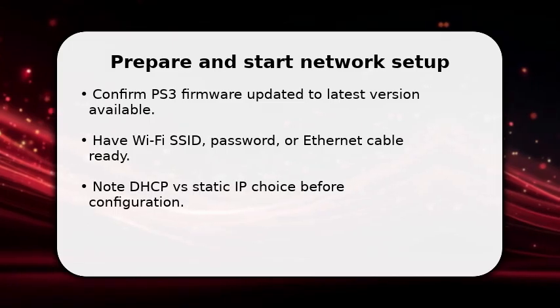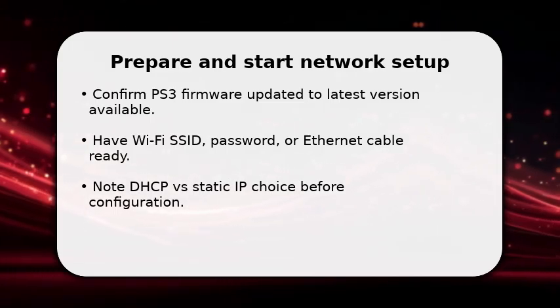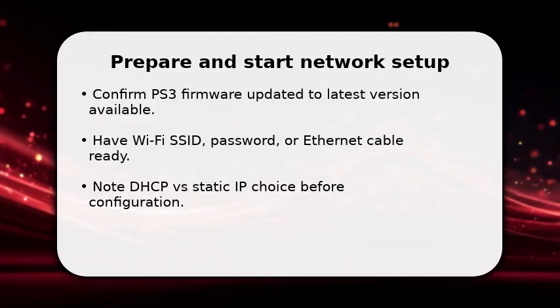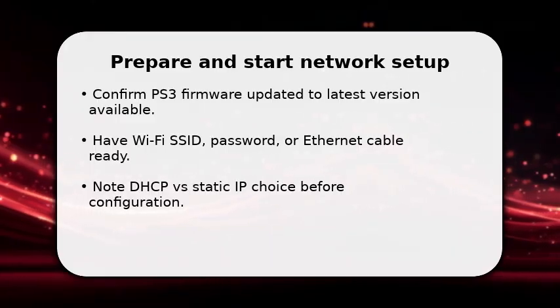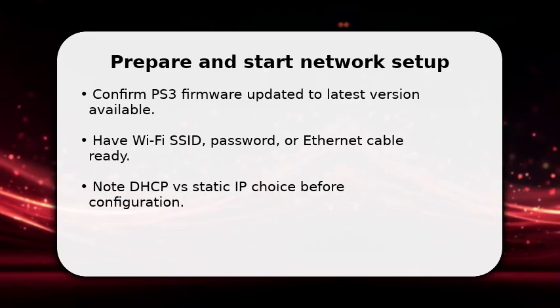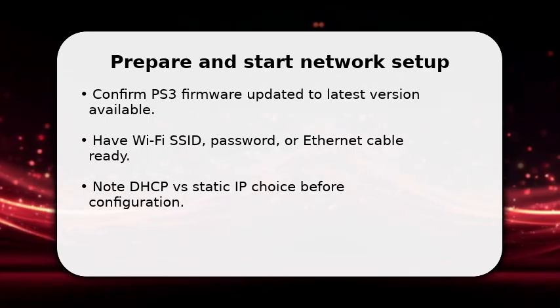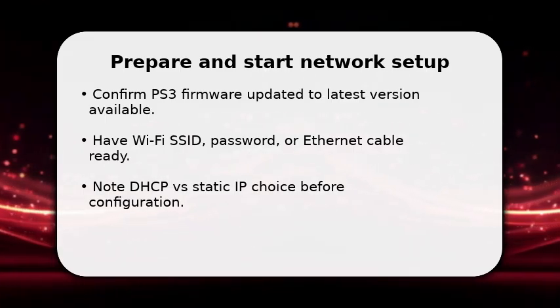Choose Internet Connection Settings and accept the warning. You'll be prompted to select a connection method. Pick wireless or wired depending on your hardware. Once done, you move into scanning and entering credentials to link the console to your router.